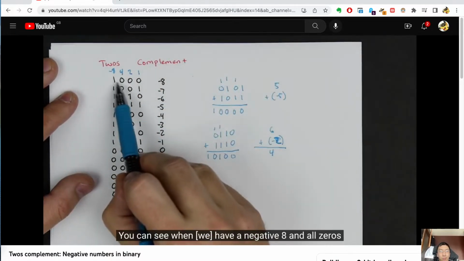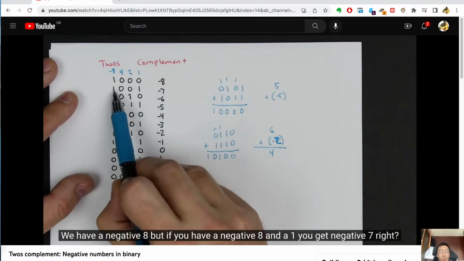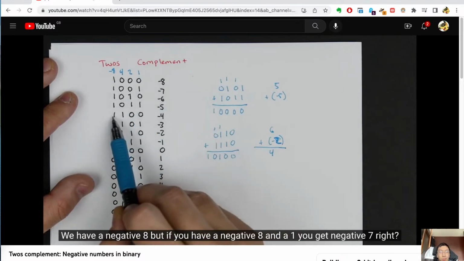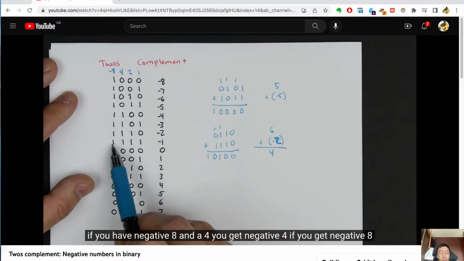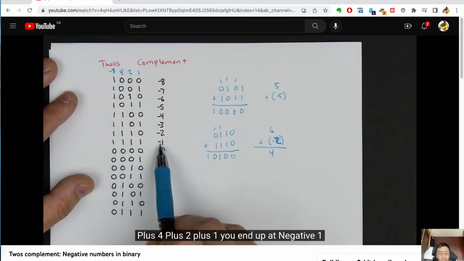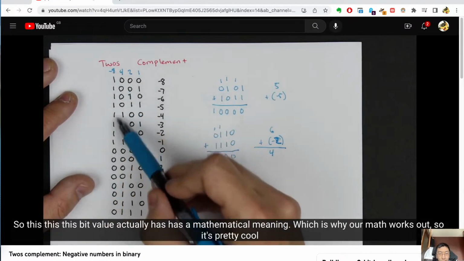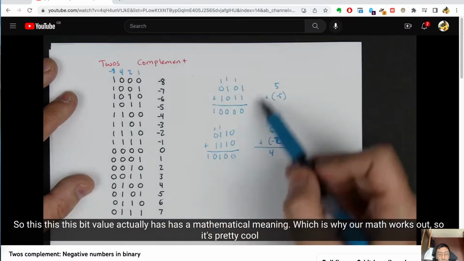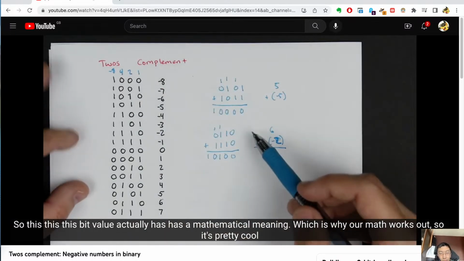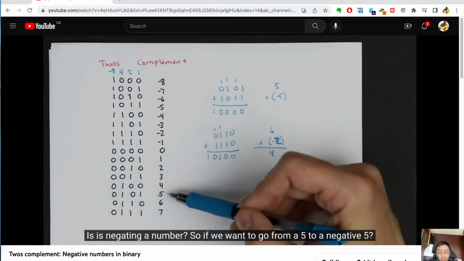And you can see when we have a negative 8 and all zeros, we have a negative 8. But if you have a negative 8 and a 1, you get negative 7, right? If you have negative 8 and a 4, you get negative 4. If you get negative 8 plus 4 plus 2 plus 1, you end up at negative 1. So this bit value actually has a mathematical meaning, which is why our math works out. So it's pretty cool. The one thing that's a little bit harder with 2's complement is negating a number.